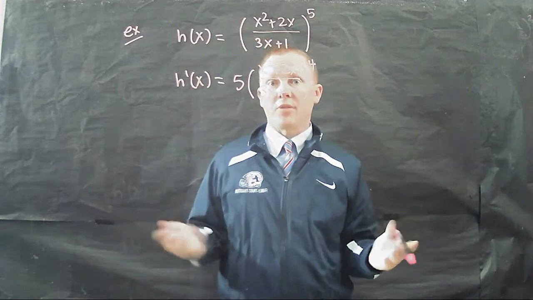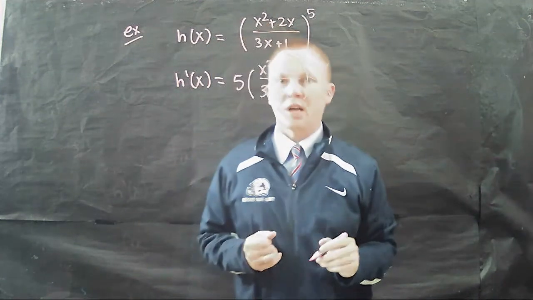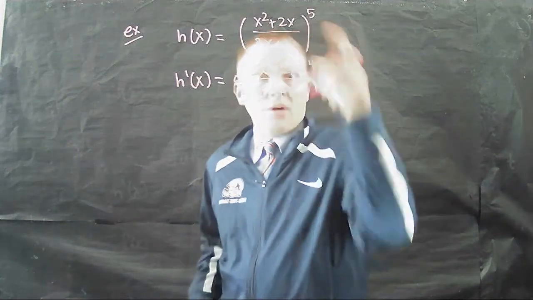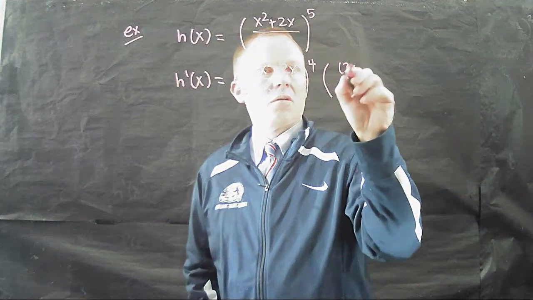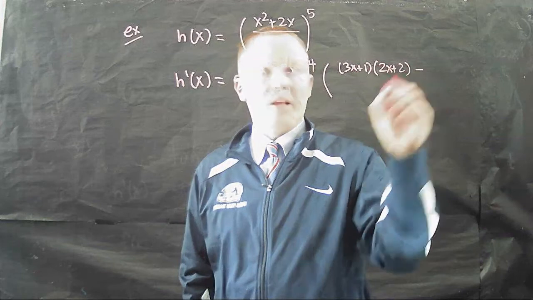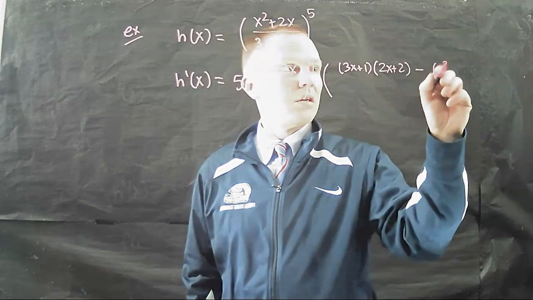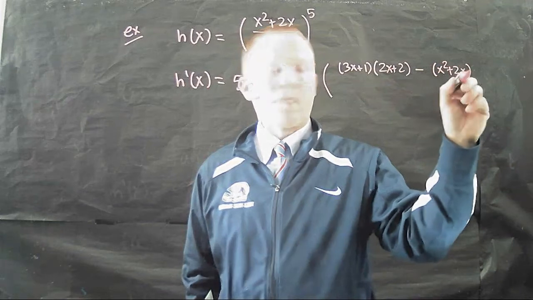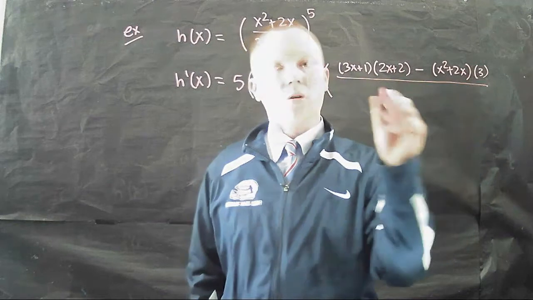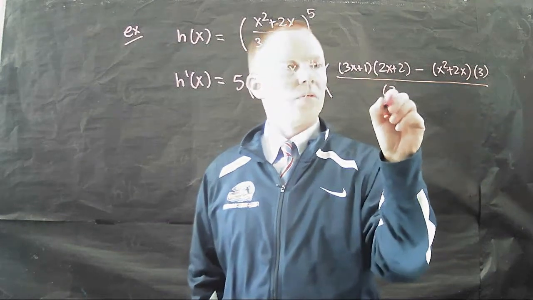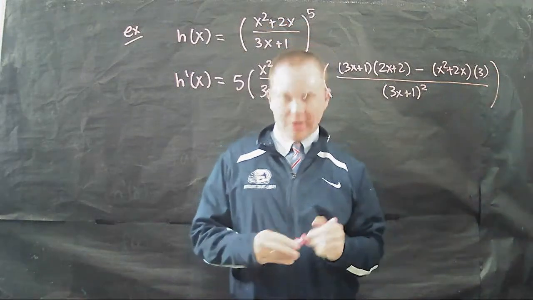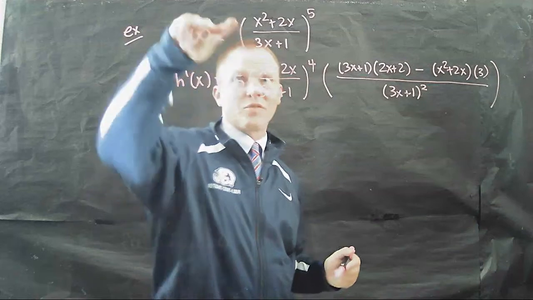Now we're going to multiply by the derivative of the inside. Ooh, how are we going to take the derivative of the inside? We're going to have to use the quotient rule. That's right. Okay, so here we go. Low d high minus high d low over low squared. So this is the derivative of this function.